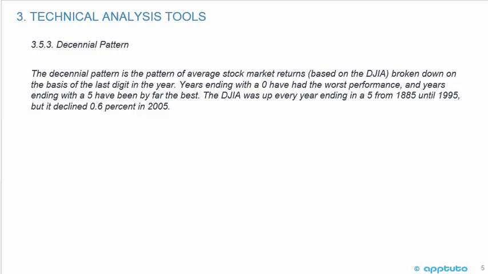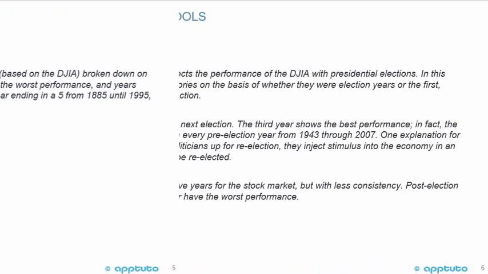Decennial Pattern. The decennial pattern is the pattern of average stock market returns based on the Dow Jones Industrial Average, broken down on the basis of the last digit in the year. Years ending with a 0 have had the worst performance, and years ending with a 5 have been by far the best. The Dow Jones Industrial Average was up every year ending in a 5 from 1885 until 1995, but it declined 0.6% in 2005.